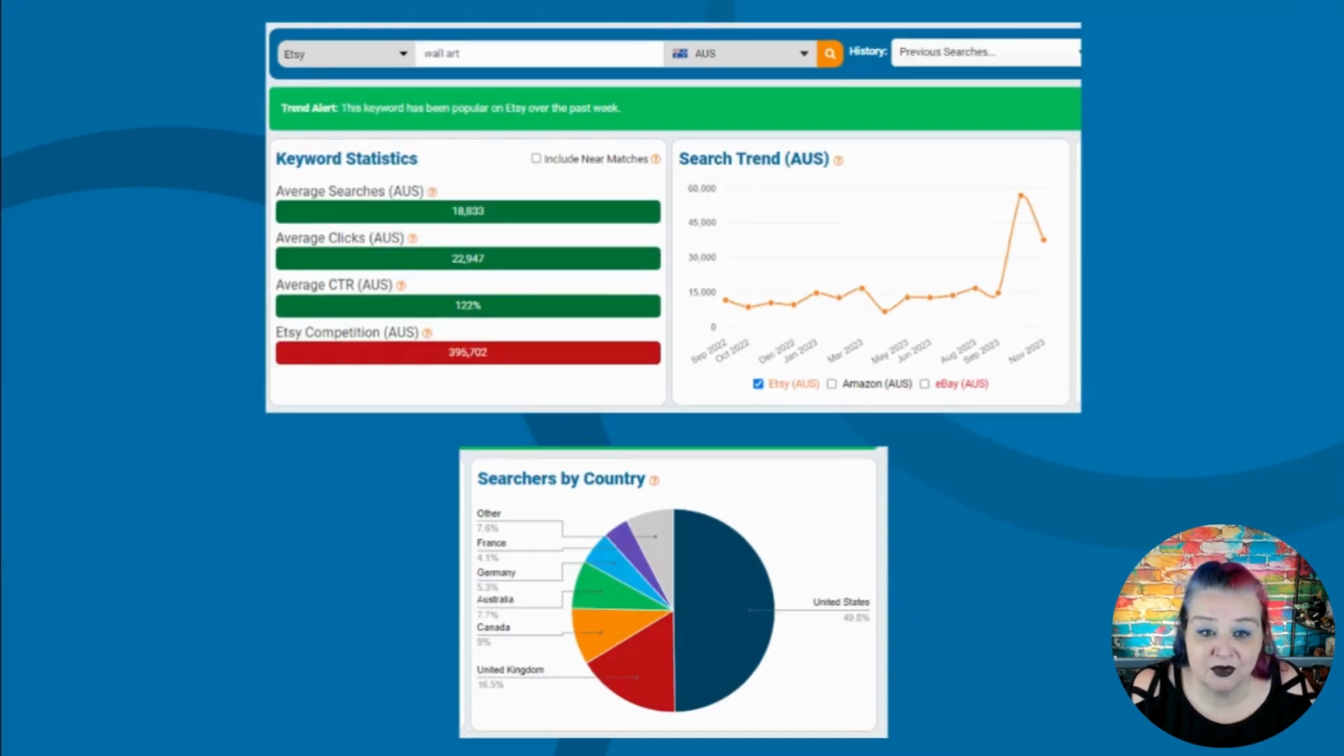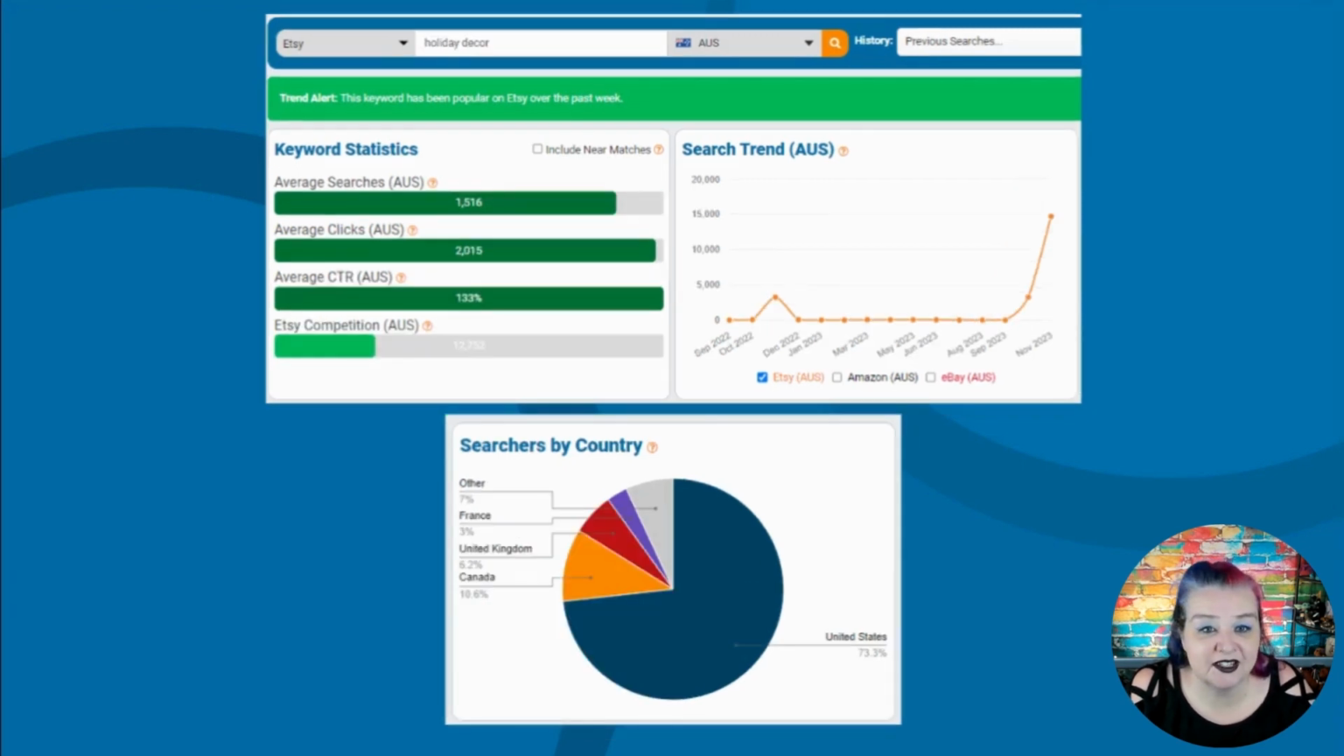Wall art was your number one search in October. It's your number two now. Here it is. Month on month, wall art has dropped from its 15-month peak in October to 37,650 searches. That's down 34% just now. But year on year, it's up 259%. And that keyword statistic bar chart on the left is still promising. Lots of competition from your fellow Aussie sellers, but an average click-through rate of 122% is quite good.